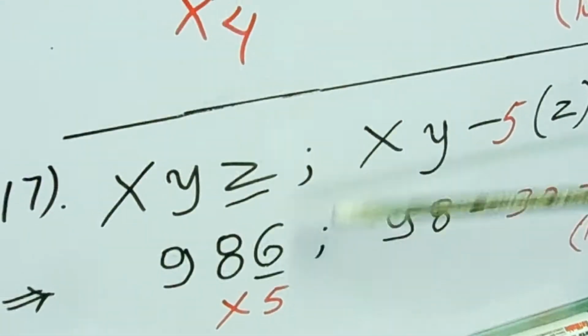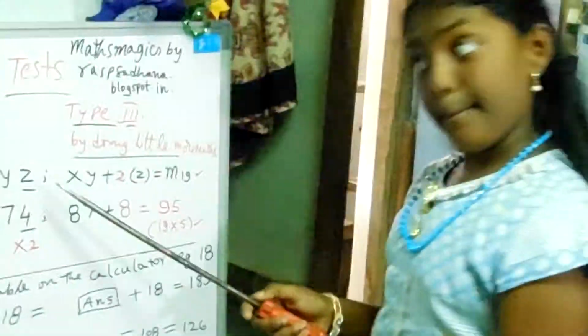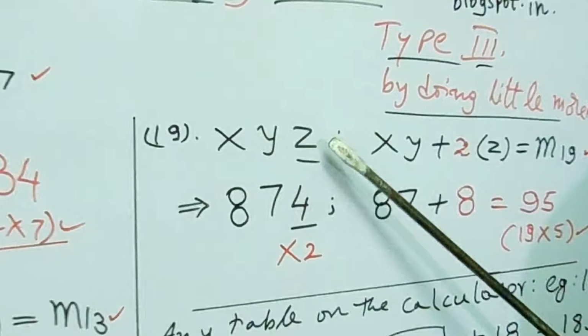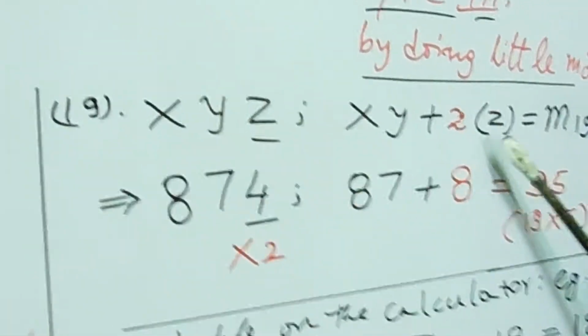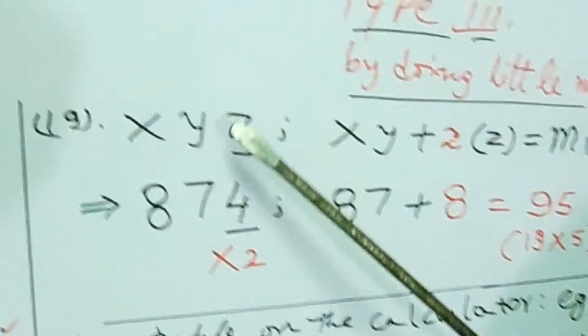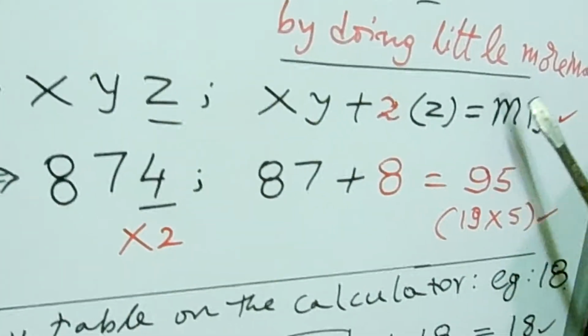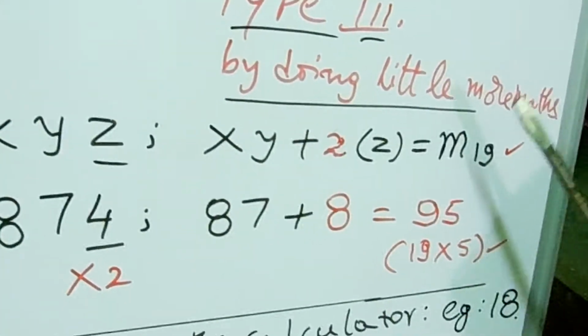So 17 can divide the 986 number by leaving remainder 0. Finally, the divisibility test of 19. If xyz is a number, z is the last digit, and we have to multiply z into 2 and add it to xy. xy plus 2z must be a multiple of 19.